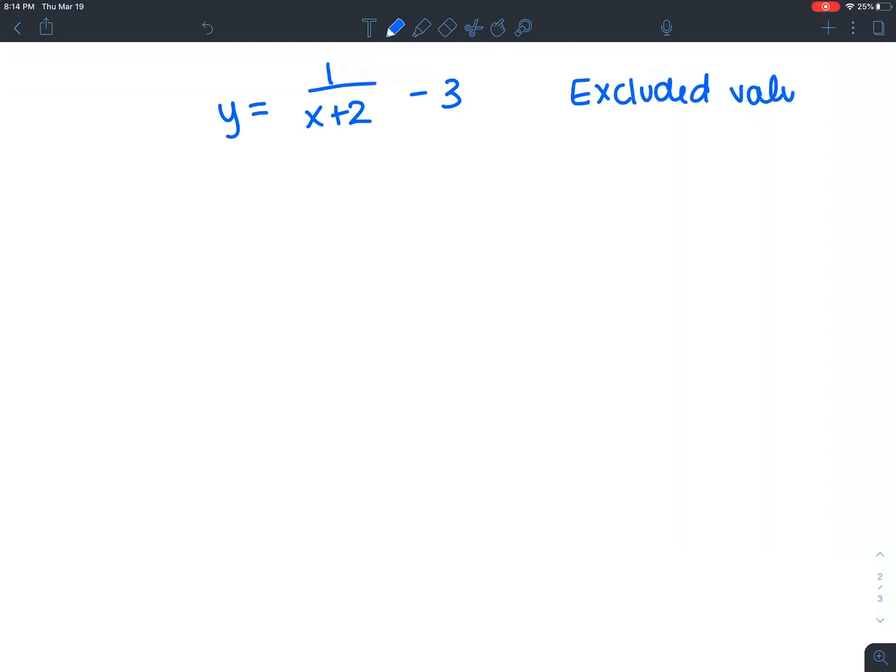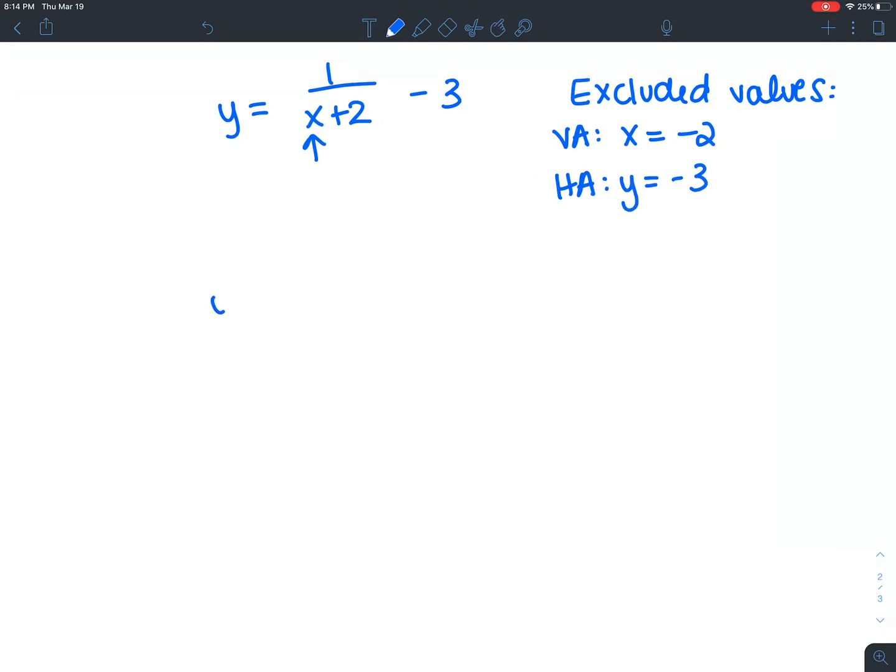If we have y equals 1 over x plus 2, minus 3, my excluded value is when x is -2, because if I plug in -2, that would make the denominator 0, which means that is also my vertical asymptote. My horizontal asymptote, if I basically ignore that, the equation is right there. It's y equals -3.